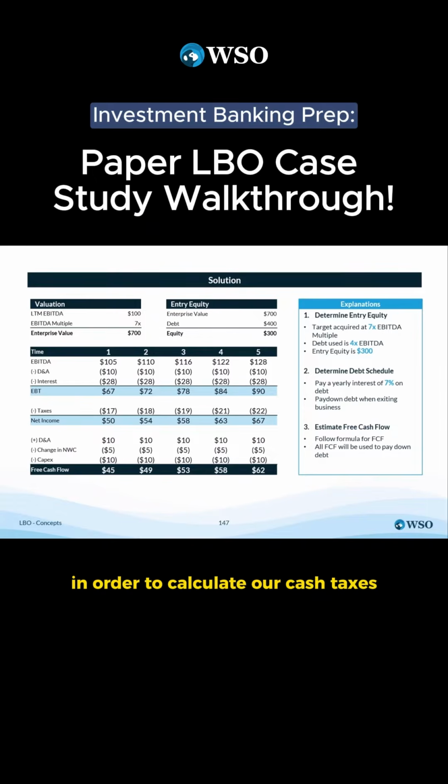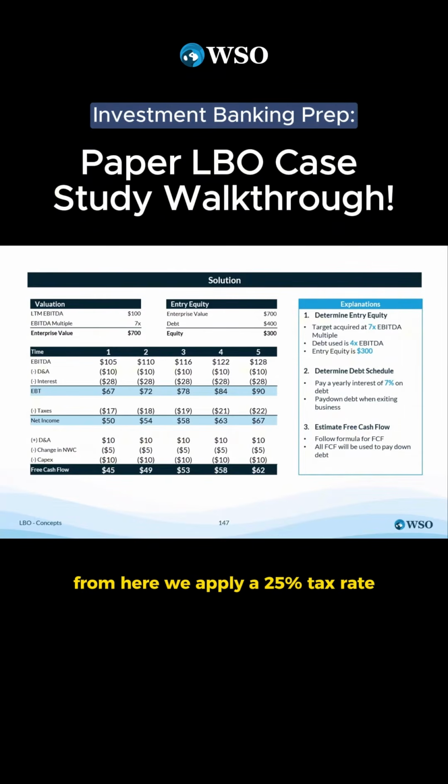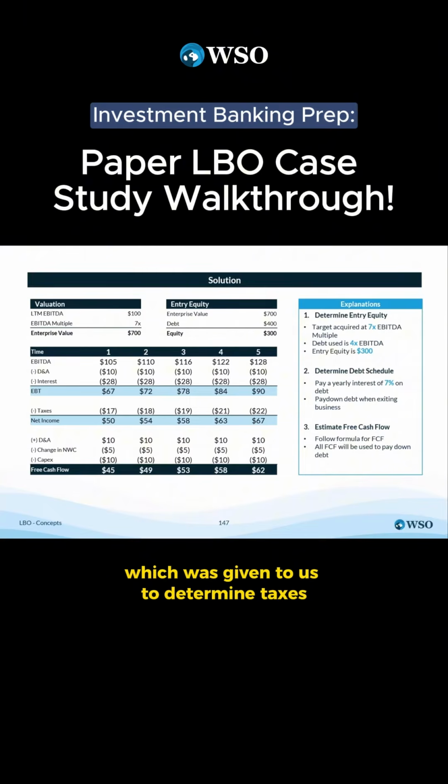However, in order to calculate our cash taxes, we must get to EBT, or earnings before taxes. So we subtract D&A, which is given as $10, then subtract interest. Remember, our interest creates a tax shield, lowering our tax payments, and we arrive at EBT. From here, we apply a 25% tax rate, which was given to us, to determine taxes.